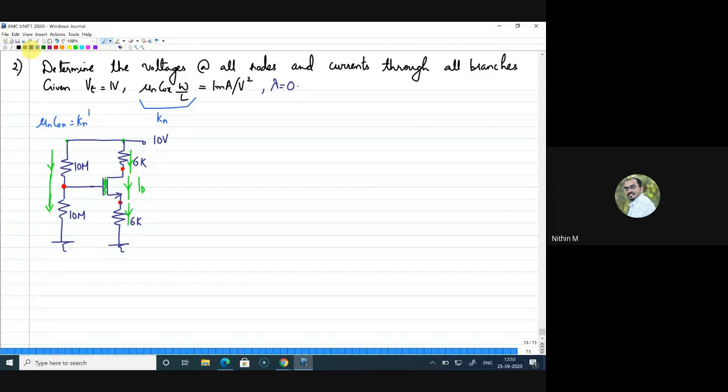So this is a standard way to solve these kinds of numericals. I need to find current, I need to find voltages. But what I know about the MOSFET is only the current equation. If I want to solve the current equation, I should know the voltage, right? That means we are in a locked condition. But in fact, it is not a locked condition.